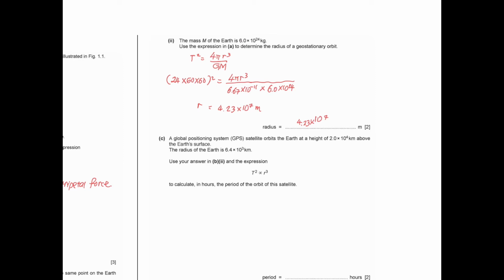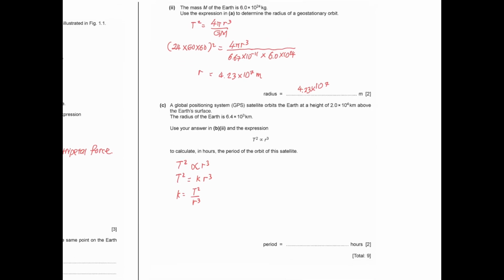Okay, so they said use your answer in B part 2, which is this answer, and you have to find the period. Okay, so t squared proportional to r cubed will give us an idea: whenever it is proportional, you can change it to an equation by creating a constant of proportionality, which is k. So you create something like this, and k is a constant, right? So t squared over r cubed is a constant.